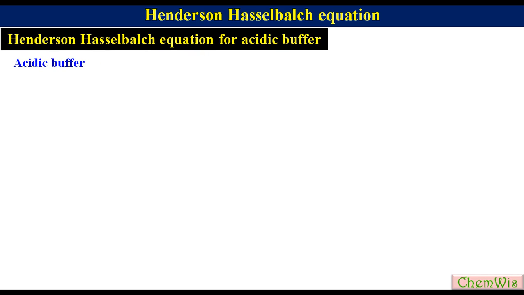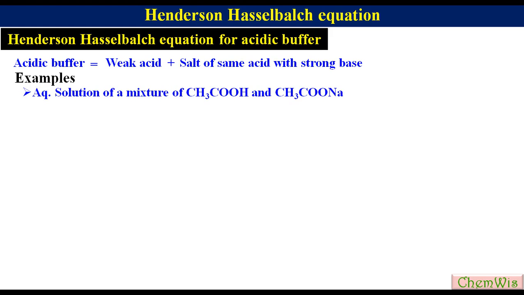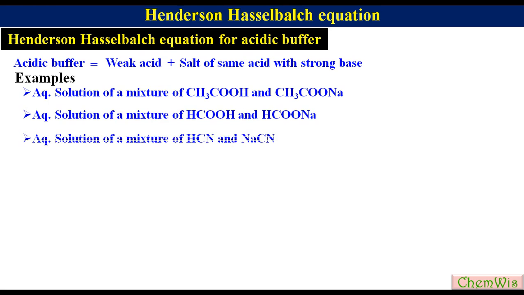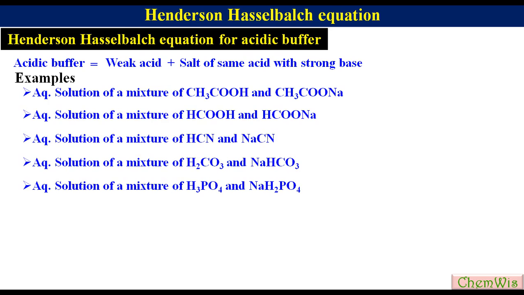Acidic buffer is the mixture of a weak acid and the salt of same acid with a strong base. For example, aqueous solution of a mixture of acetic acid and sodium acetate, formic acid and sodium formate, HCN and NaCN, carbonic acid and sodium bicarbonate, H3PO4 and NaH2PO4, etc.